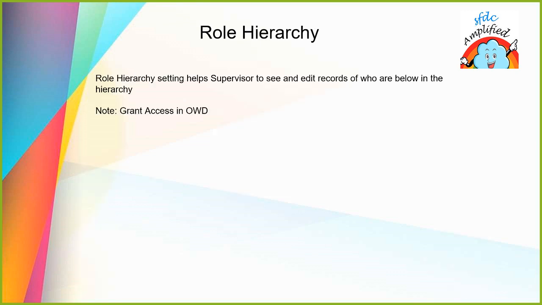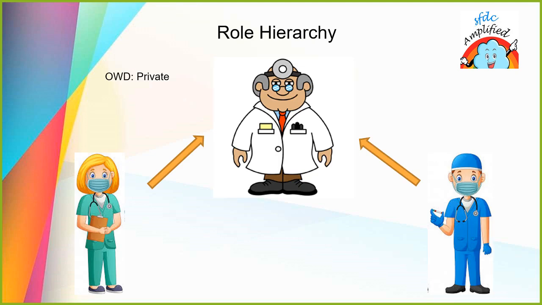So let's understand. The role hierarchy setting helps a supervisor to see and edit records of those who are below in the hierarchy. Basically, the main doctor can see the data of Department 1 and also of Department 2. So that's how it works.